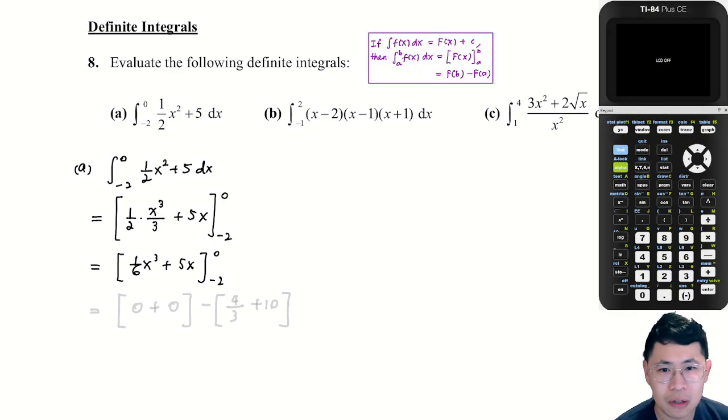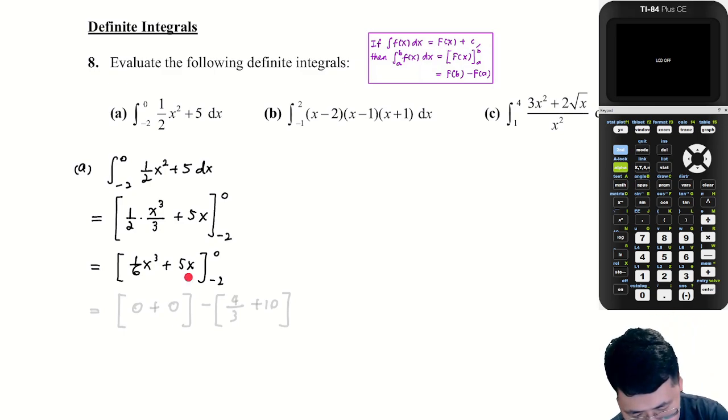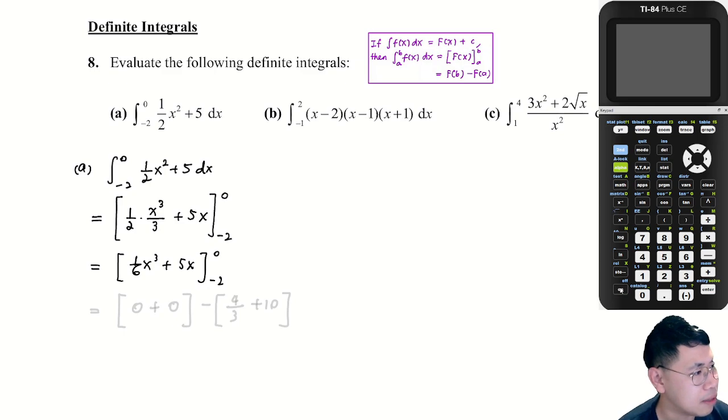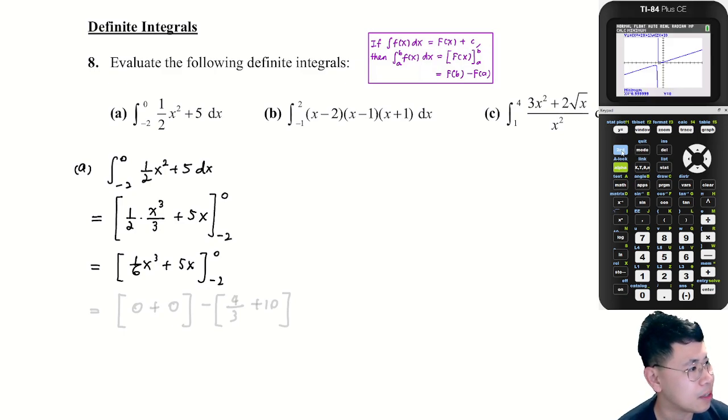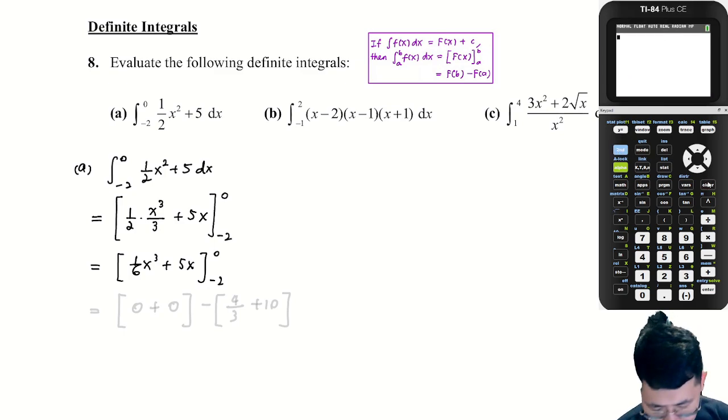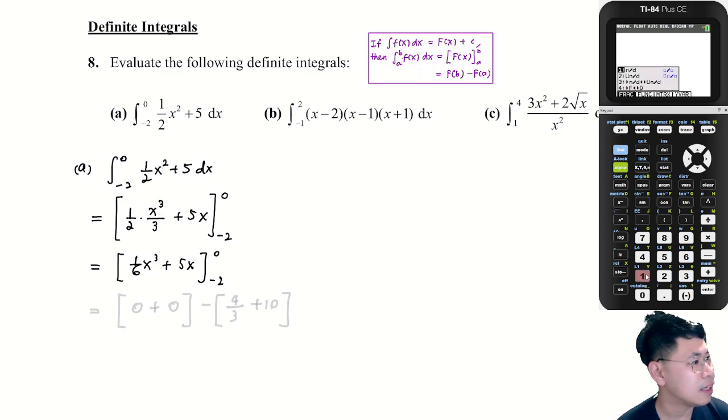But what I usually do is I would normally use my calculator. I will look at this expression over here, and I will store the value first. Let me clear. So I will key in 1 over 6, then move to the right, x cubed, plus 5x. Hopefully you can see this.